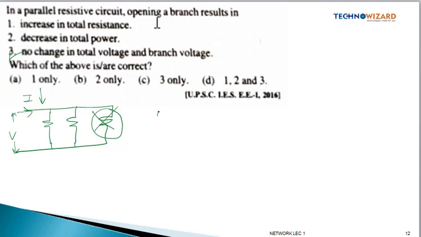So total power is equal to voltage into current. Voltage is constant because the circuit is connected in parallel. So the value of current will decrease because one resistance has been removed, so its current will be eliminated. So overall current will decrease, right? So overall power will decrease. So this option is also correct, and there will be an increase in the total resistance. So this option is also right. So all options are correct, so this is option D, right?